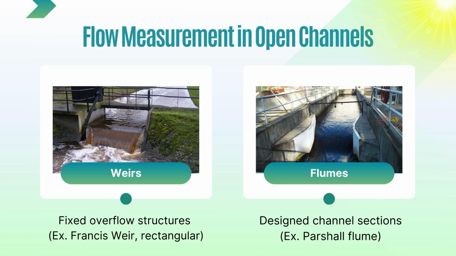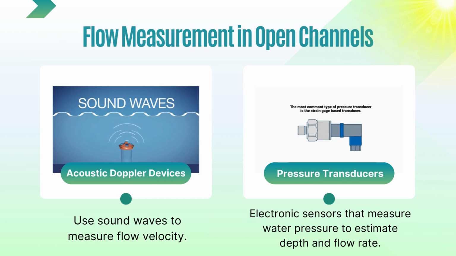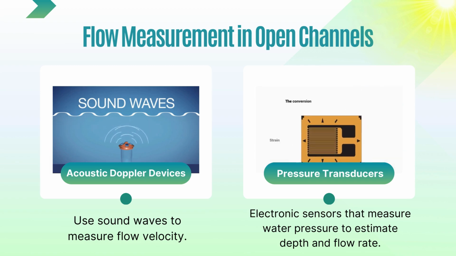Next, flumes. Devices like the partial flume are installed in channels to guide water through a specific shape, making it easier to measure flow based on depth at a certain point. They are less likely to clog and are good for wastewater and irrigation. Acoustic Doppler devices: these use sound waves to measure how fast water is moving. They are very accurate and useful in large or deep channels, but they can be expensive and require technical knowledge.